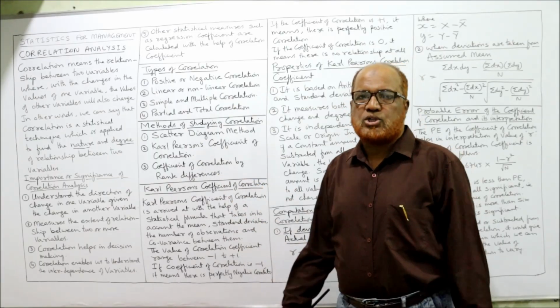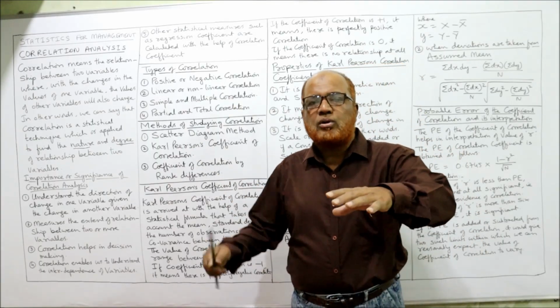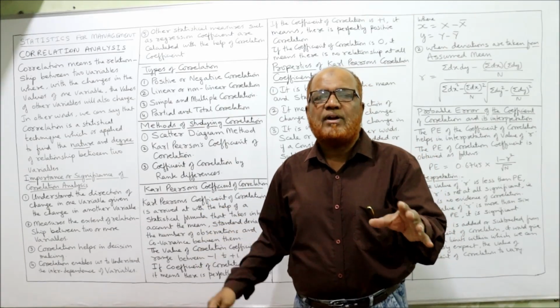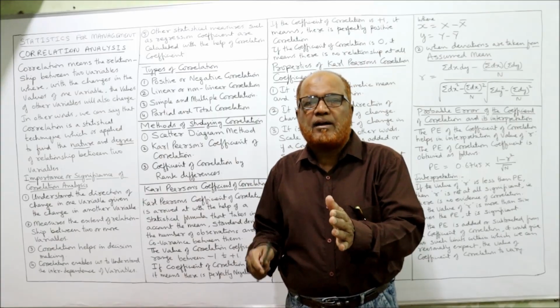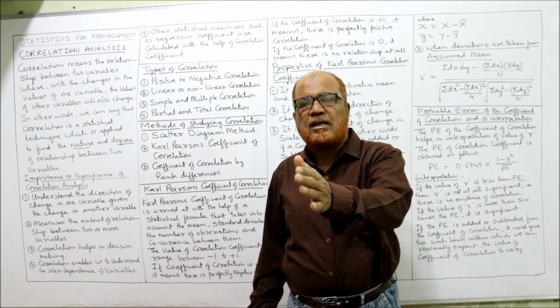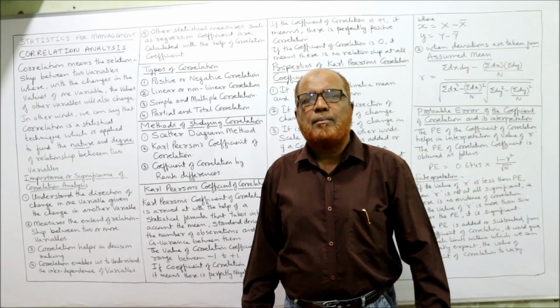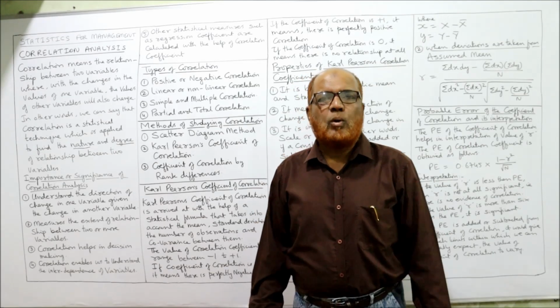Partial and total correlation. Partial means out of so many variables, we are taking only a few factors. That means the sales are dependent on advertisement, price, income, taste and fashion, so many items, but we are taking only two.